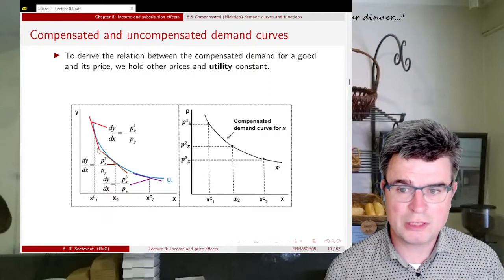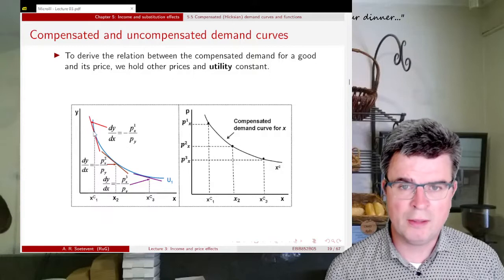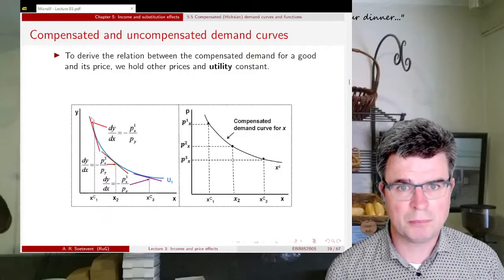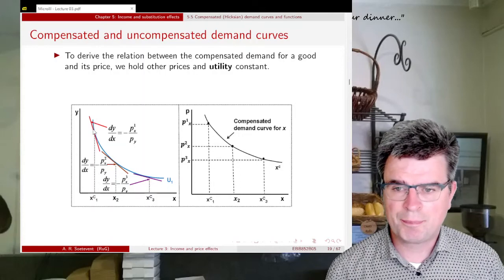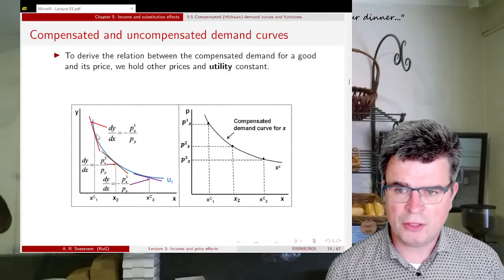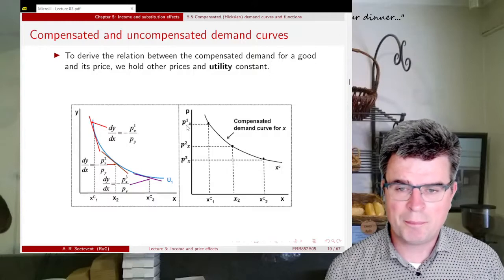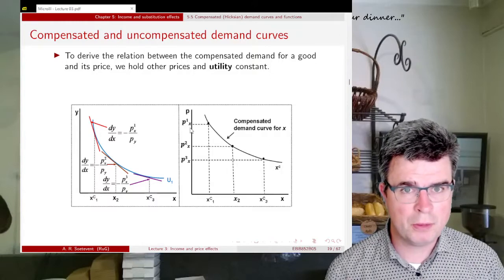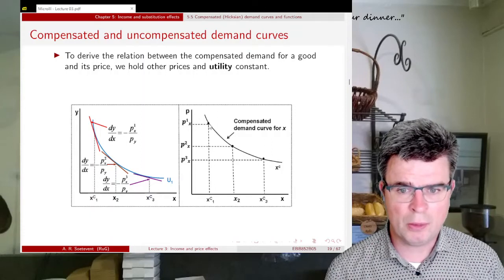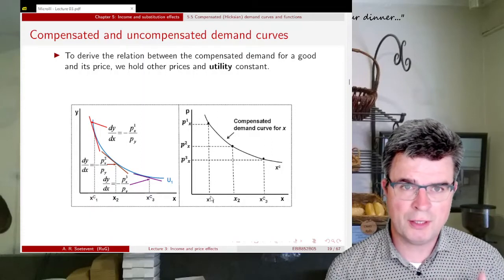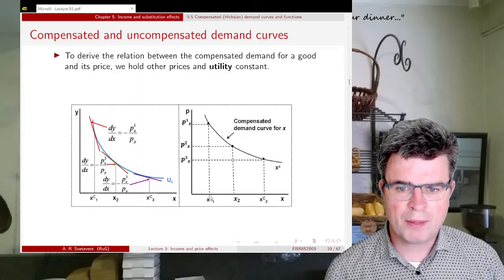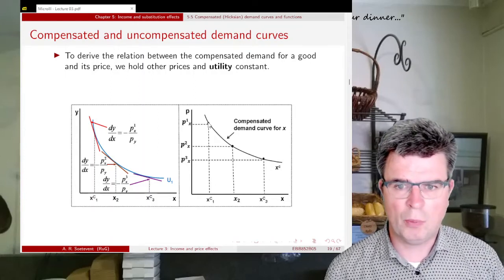Now this one has become steeper because px has increased, py has remained the same, so this ratio, the slope of the budget constraint, has become steeper, and this new optimal point is denoted by this point over here. So in the right curve, in the compensated demand curve, we have a third point related to if the price of good X is equal to P1, then the optimal consumption, if we get compensated, if we remain on the old indifference curve, is equal to X1.